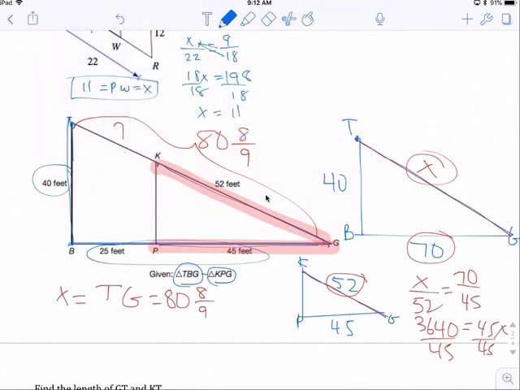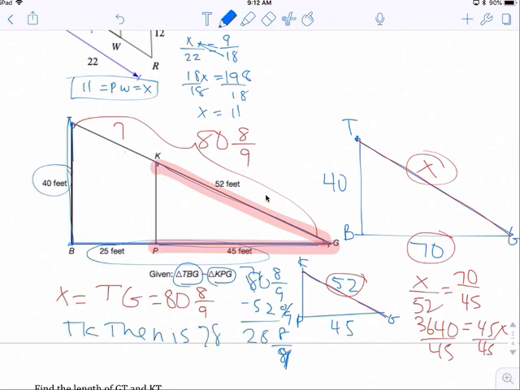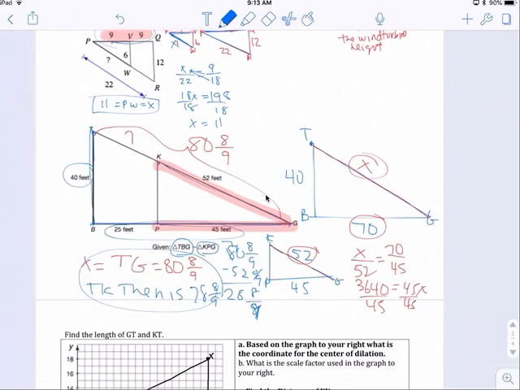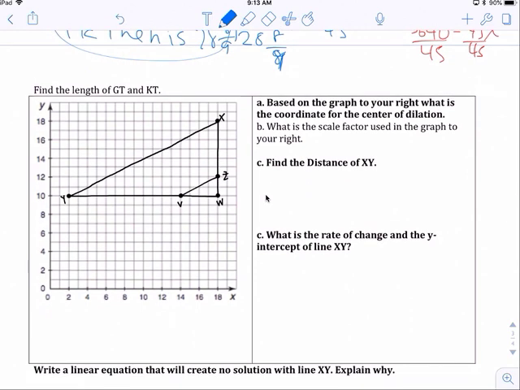Okay, so TK then is 80 and 8 over 9 minus 52. 0 minus 0 is 0 over 9, that means 8 over 9. And subtract, 80 minus 52 is 28. So 28 and 8 over 9. That's your answer.